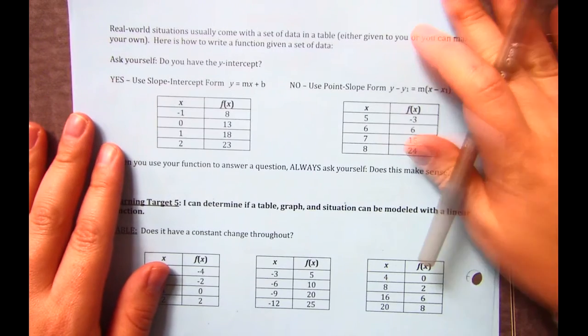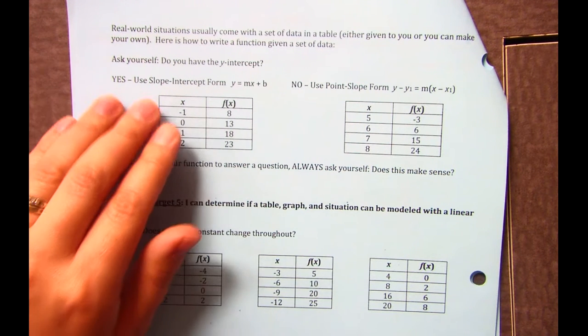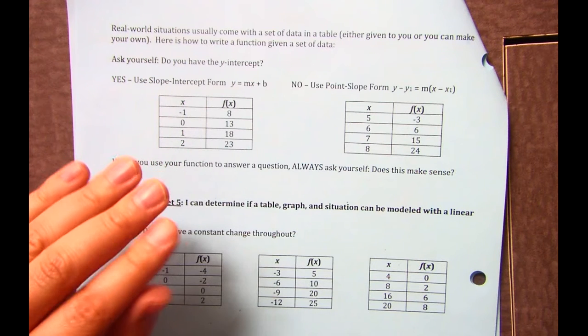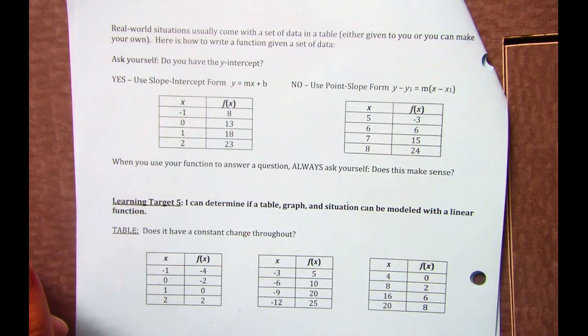Now, once we figured out if we are doing an equation or function or an inequality, next we can think about what type of function we're going to write or inequality. Are we going to be using slope-intercept form, point-slope form, or standard form? First of all, we need to remember that real-world situations usually come with a set of data in a table. Either this is given to us, or we can make it based on the situation. Here's how to write a function once you have that set of data.